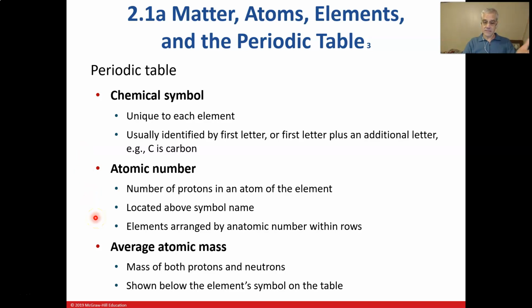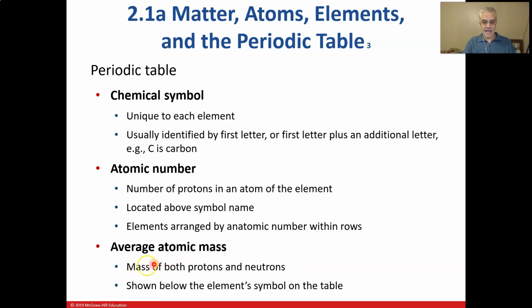As I said in the last slide, the atomic number is how many protons you have in that atom. So we line them up on the periodic table based on how many protons they have in the nucleus. What does that tell you? That tells you if there are 6 protons in the nucleus, that atom has 6 electrons flying around it, electrically neutral.